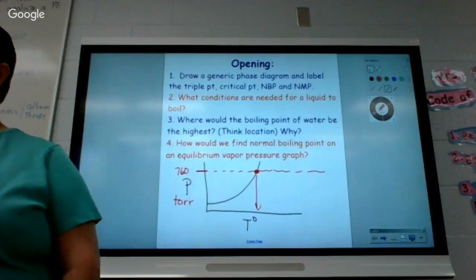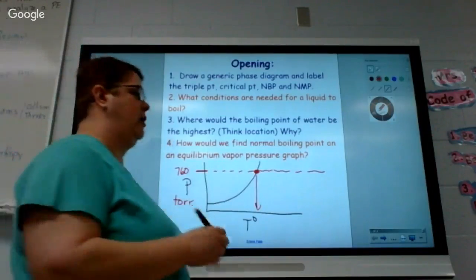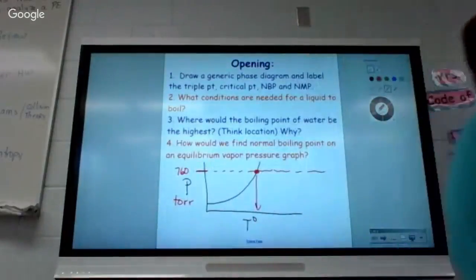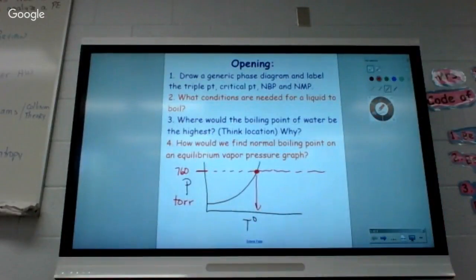Any questions? All right, let's talk about homework and see if you have any questions. Those of you who were not here yesterday, we did the back side of the graph that we had earlier in the week with a staircase.